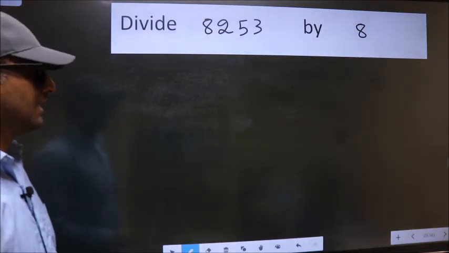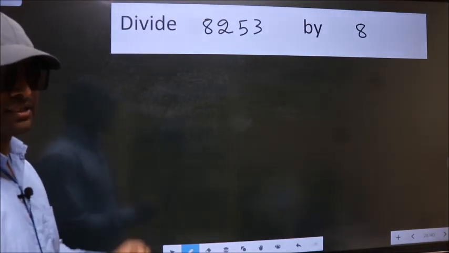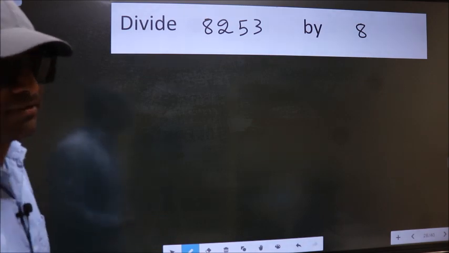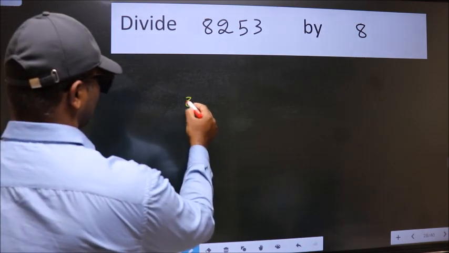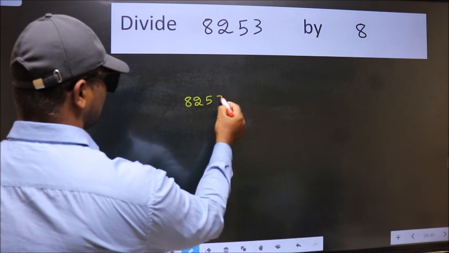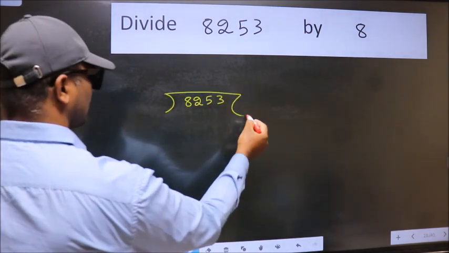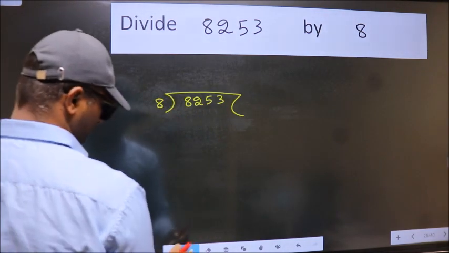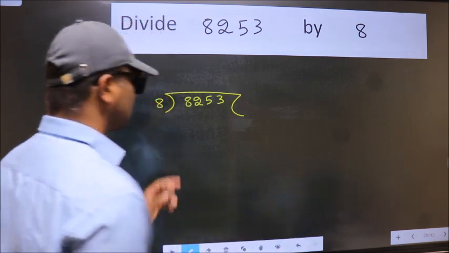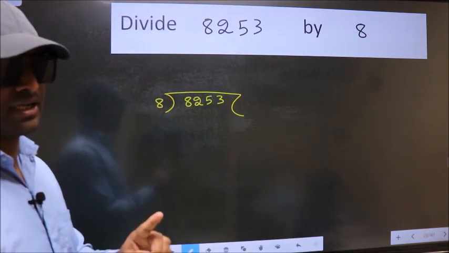8253 divided by 8. To do this division, we should frame it in this way. 8253 here, 8 here. This is your step 1.